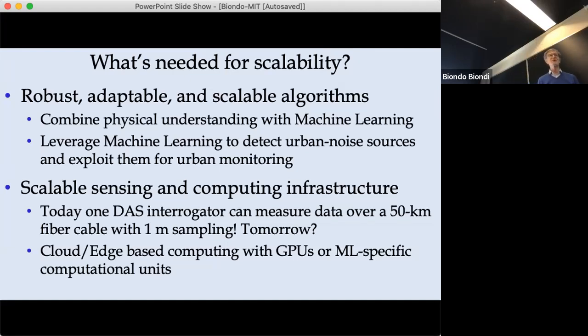So for those of you in algorithm development, I think that to do that, we need to combine the physical understanding with machine learning, like in the simple example that I've shown. We understand that we have a space invariant signature of the vehicles, and then we can think about designing a neural network that does the job efficiently and effectively. Like in the case of seismicity, we can also think about using machine learning to detect and analyze all the different kinds of signals and noises that we see.